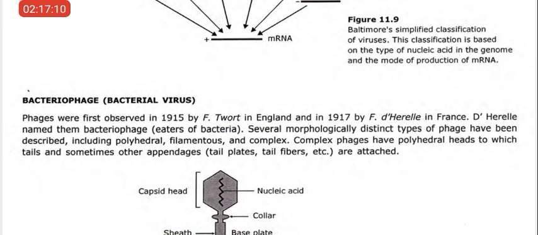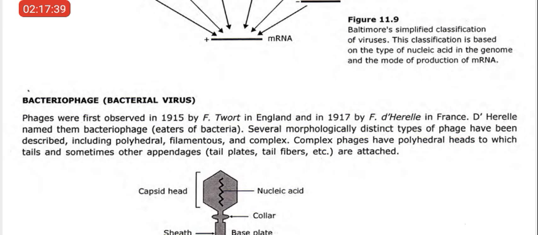Bacteriophage, bacterial virus. Phages were first observed in 1915 by F. Twort in England and in 1917 by F. d'Herelle in France, who named them bacteriophage, eaters of bacteria. Several morphologically distinct types of phage have been described, including polyhedral, filamentous, and complex.